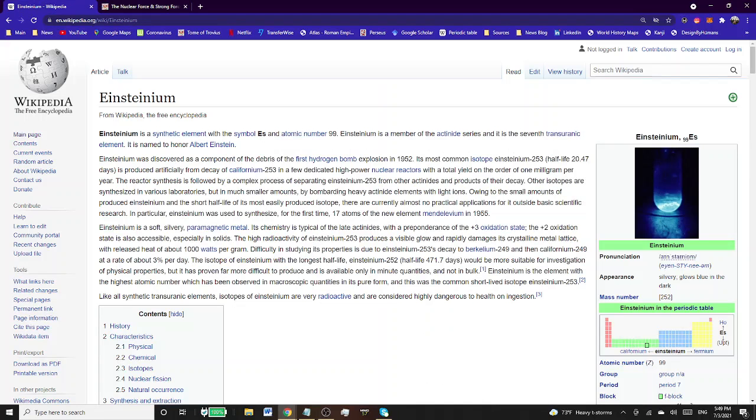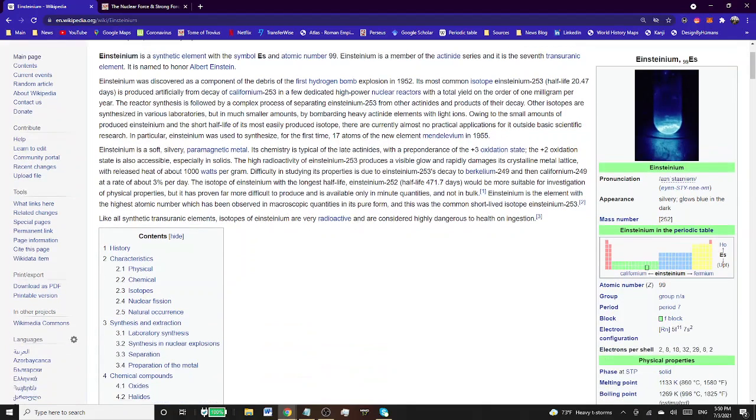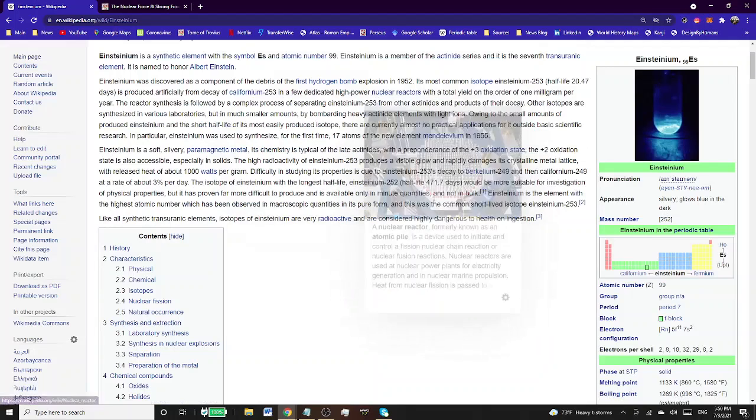But let's look at Einsteinium here. It's in the actinide series, the seventh transuranic element. Okay, obviously it was named to honor Albert Einstein. They found it in the debris of a hydrogen bomb. Can you imagine cleaning up after a hydrogen bomb? It is the most common isotope. Oh, 253 is the most common isotope. You can produce it from californium decaying in high-power nuclear reactors.